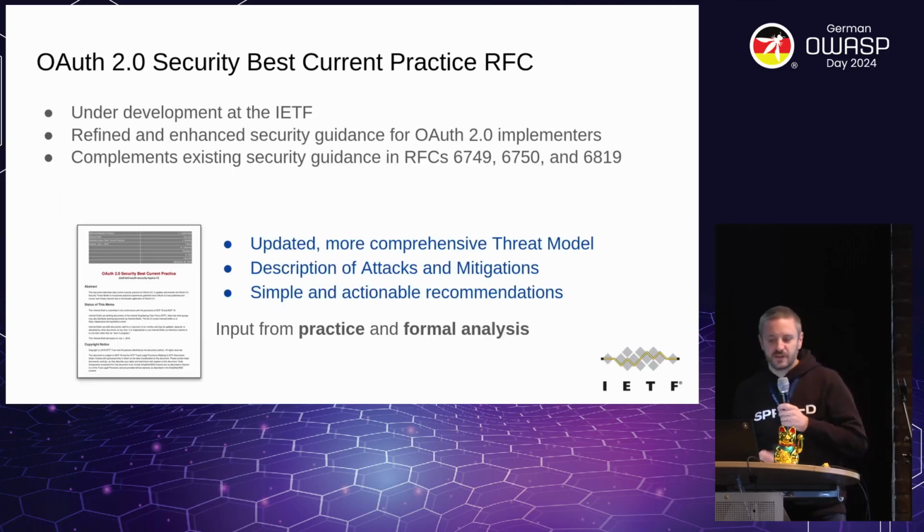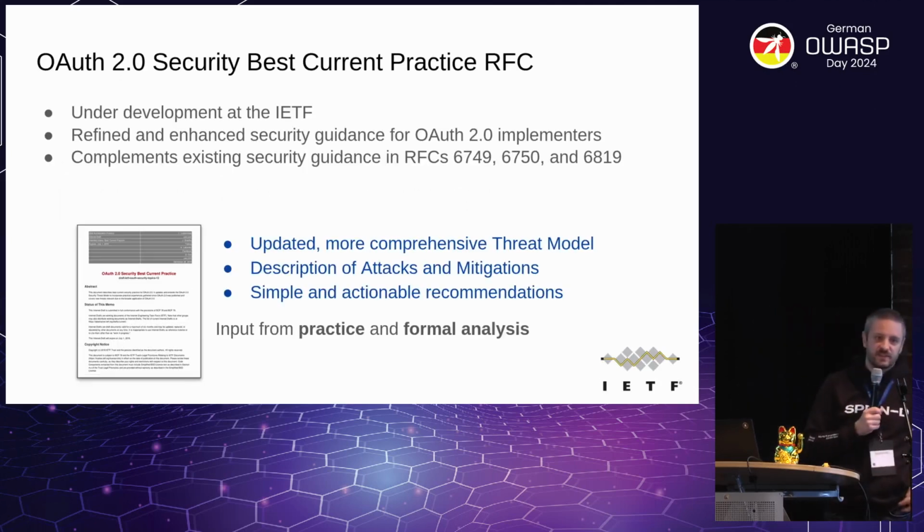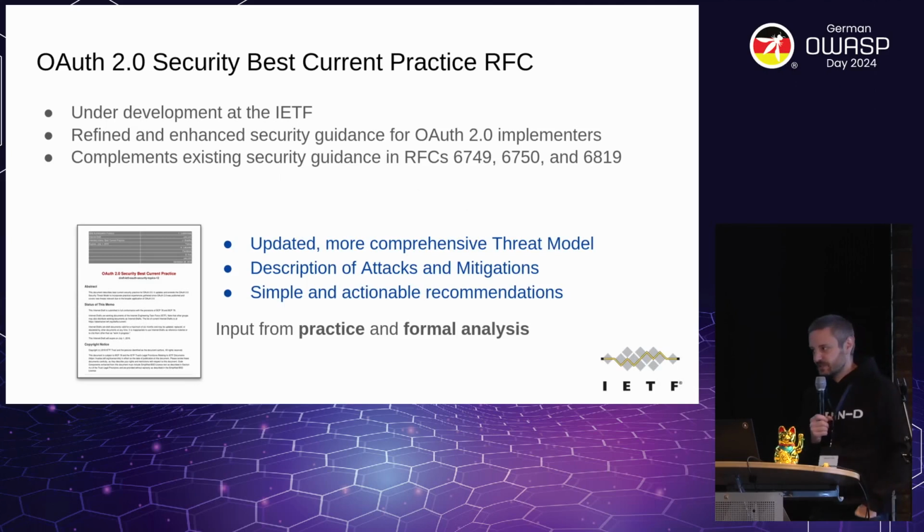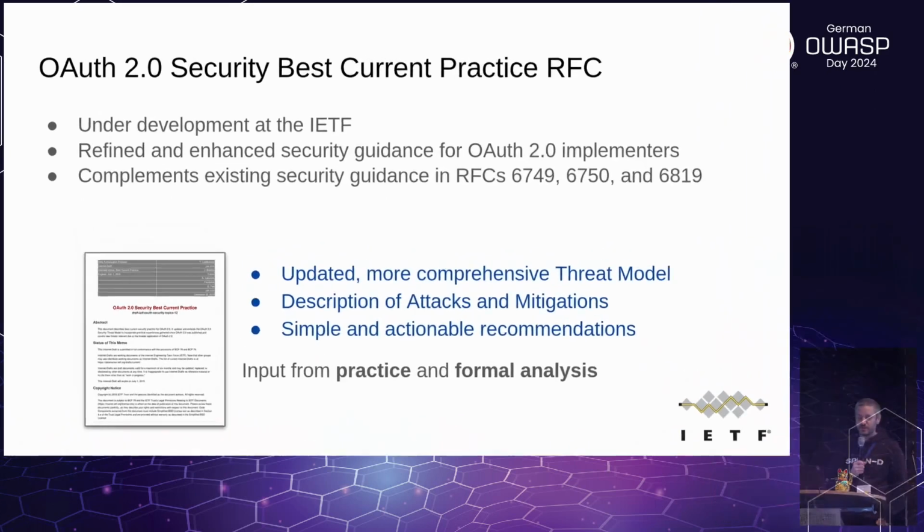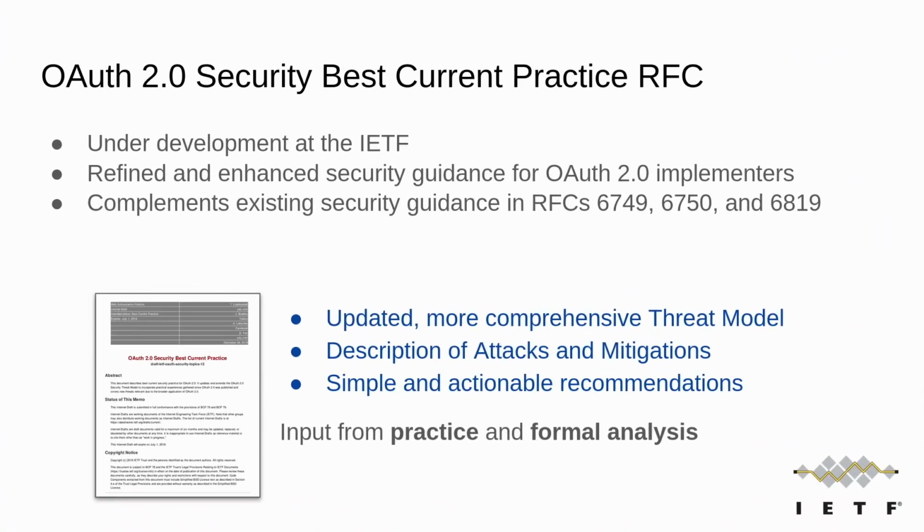What can we do? Well, we as spec writers, we cannot go and check every implementation out there. But what we can do is we can write a document and say, look, this is really what you need to do. This is how you secure your OAuth implementation. And that's what we did with the OAuth 2.0 security best current practice RFC. We provide new security guidance. We complement the existing security guidance that we already have in various of the older RFCs.